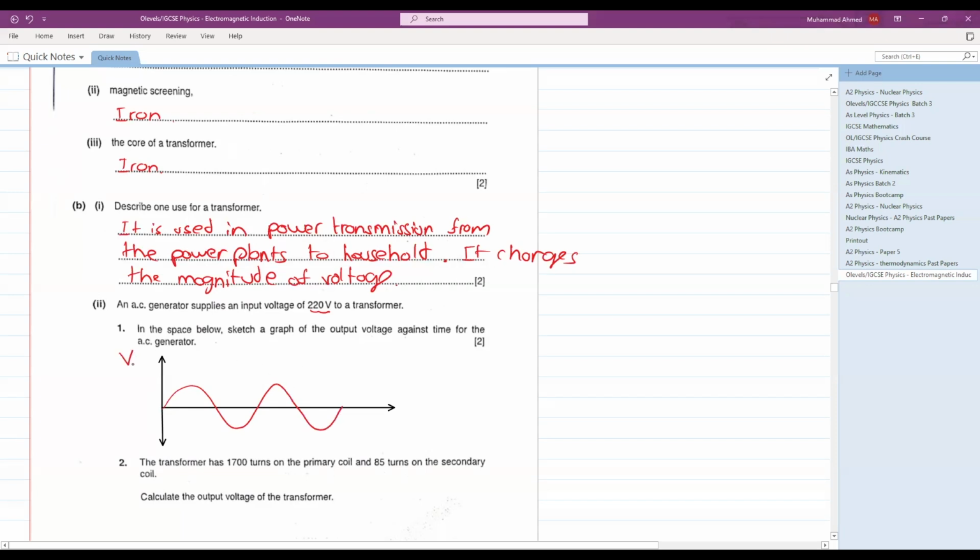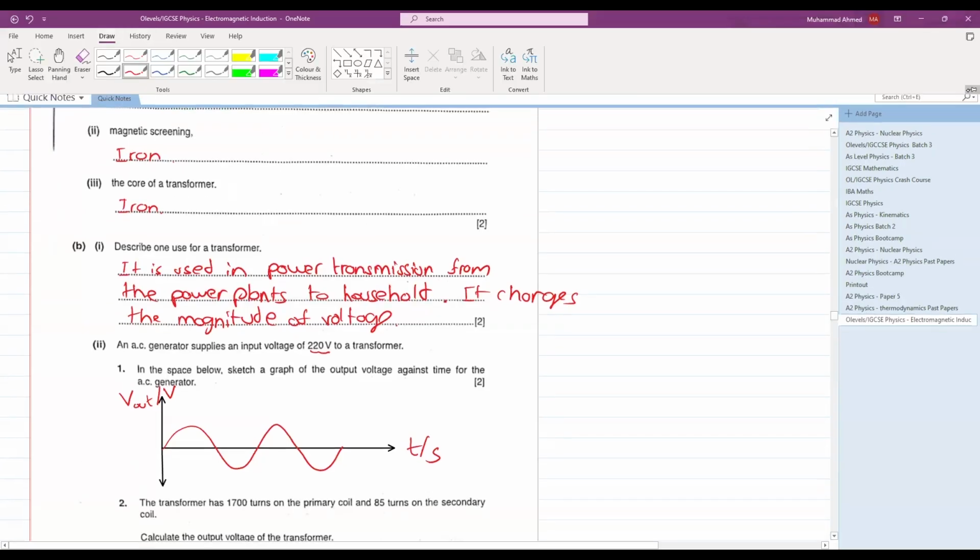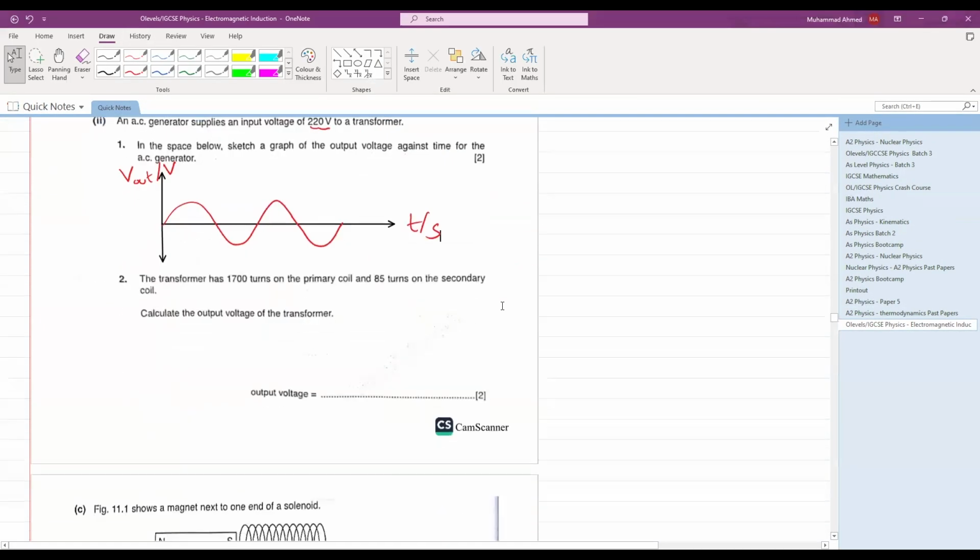Y axis will be your voltage, voltage output in volts. X axis will be time in seconds. Okay. Now let's further move ahead. The transformer has 1700 turns on the primary coil and 85 turns on the secondary coil. Determine the output voltage. Very easy.